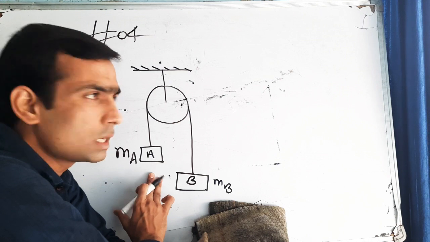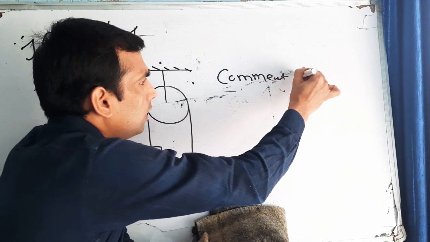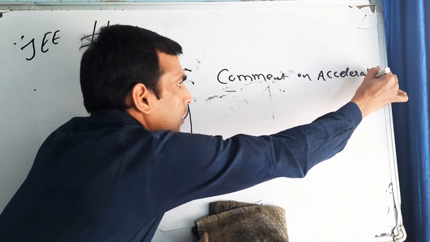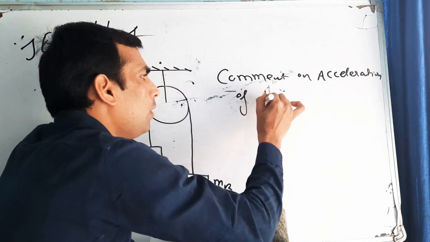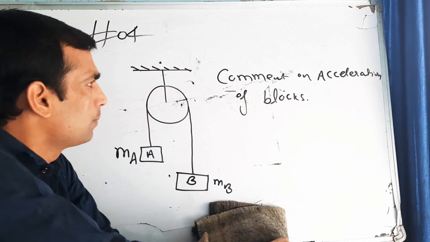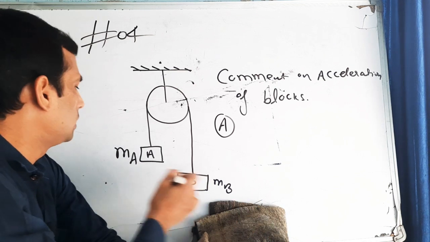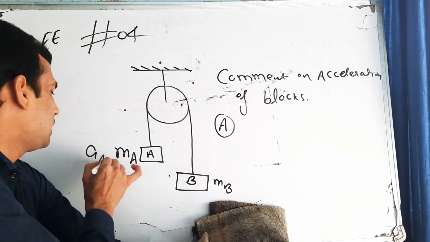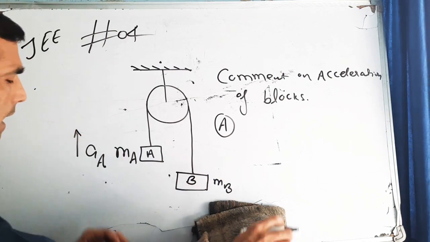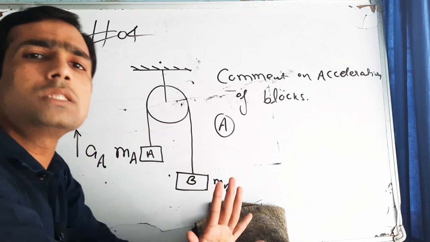So what is the question basically? The question asks to comment on the acceleration of the blocks. Also there are some options. This is option A. Just call it the acceleration of block A, this is AA, which is going up. You can take the directions as anything. Block B is coming up and block A is coming down, this is your choice. The answer will remain the same.